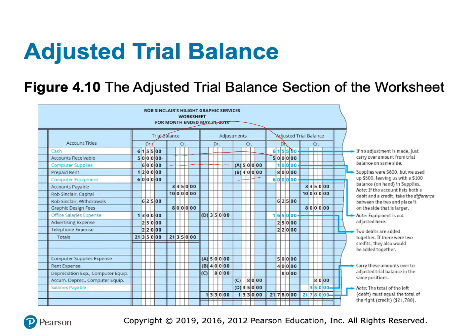Same with accounts payable, capital, withdrawals, revenues, the graphic design fees. But office salaries, here we had a debit of 1,300 and another debit of 350. So since those are on the same side, I want to add them and then put that total in the debit column. Advertising expense, telephone expense didn't have any adjustments. And then my new accounts, I'm just going to copy those over into the correct column. So now I add up all the debits in the adjusted trial balance column, and I add up all the credits and make sure that they balance. If they don't, I've made a mistake somewhere and I need to go back and find it.